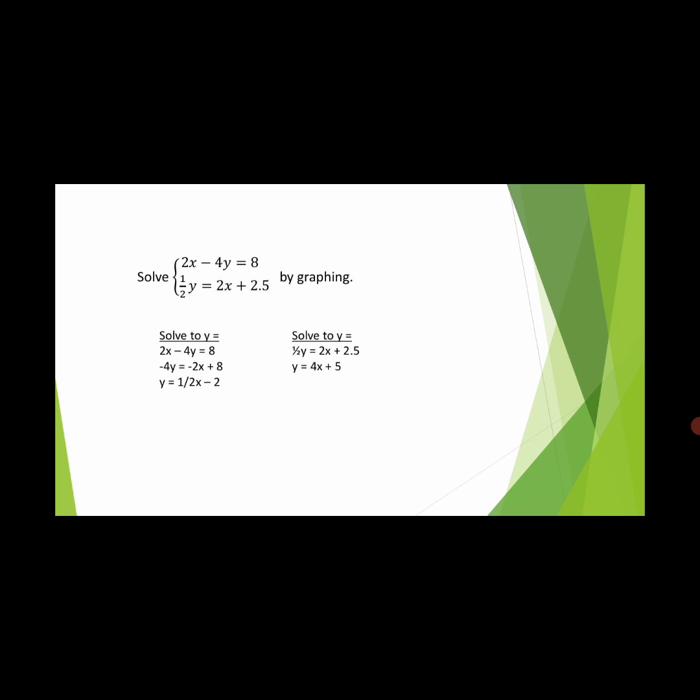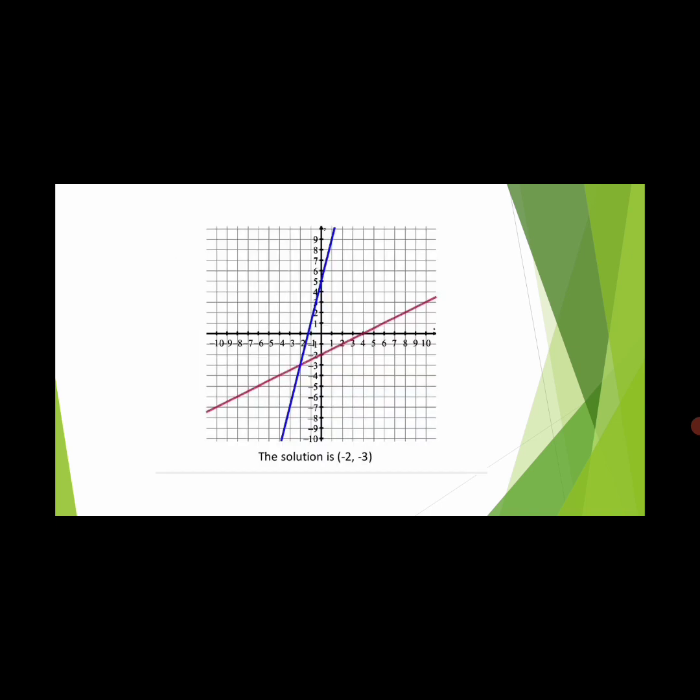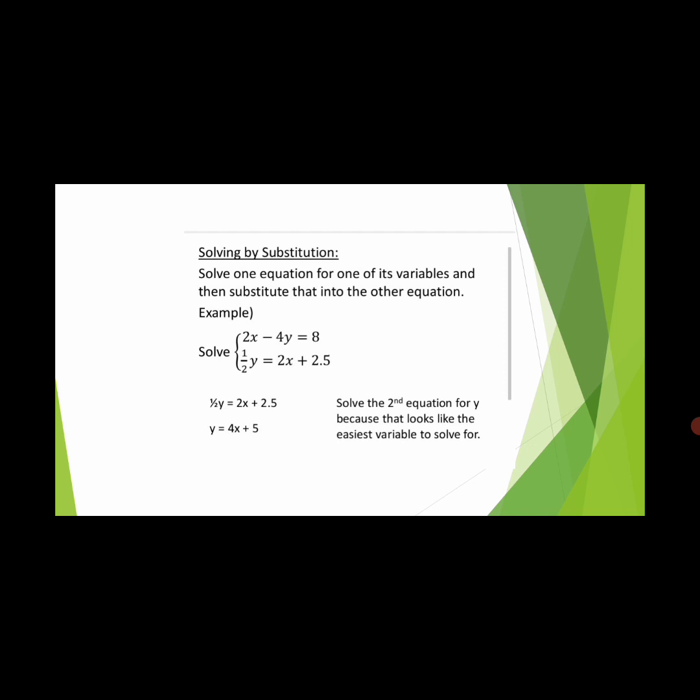Now we have to find the y value. Y equal to half of 2x minus 2x, and we have to solve the other equation. The equation is half y equal to 2x plus 2.5. We have to find y, so y alone on the left hand side, and the other variables and numbers go to the right hand side. Y equal to 4x plus 5. Now we have found the y value and x value. So we have to plot the points on the graph, like this graph, and we have to solve the other equation by the substitution method.